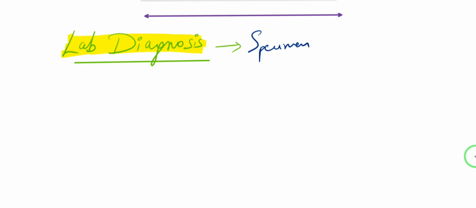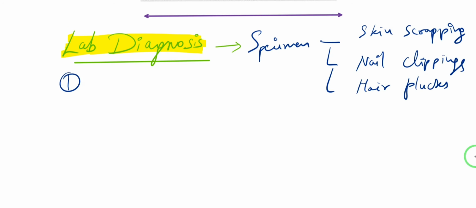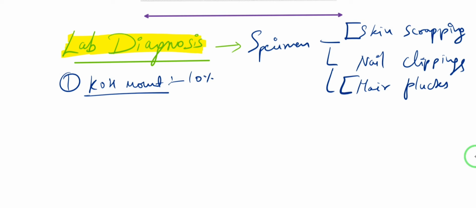In case of superficial mycosis, we will collect skin scrapings, nail clippings, and we can collect hair plugs. Obviously the first step that we want to do is a KOH mount because they are keratinized structures. And again, we know the concentration of the KOH used for the specific samples. So if it is skin and if it is hair, we want 10% KOH. And if it is nail, then we want 20 to 40% KOH.